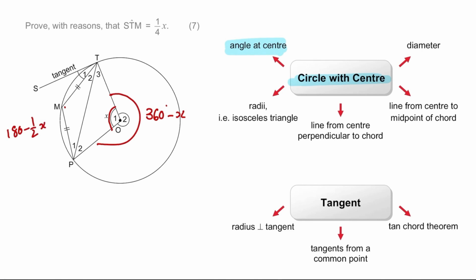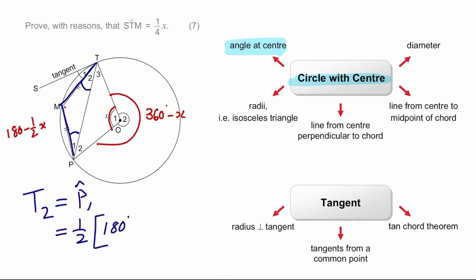We also know that we have an isosceles triangle, so these two sides are equal, which means that angle P1 will equal angle T2. So we are going to calculate our angles by simply doing the following. We're going to say angle T2 is equal to angle P1. And each of those angles is a half of the total sum of the triangle, 180 degrees, minus the angle that we already know. And the angle we already know is 180 degrees minus a half x. So if we can sort this out, we will have our answer.